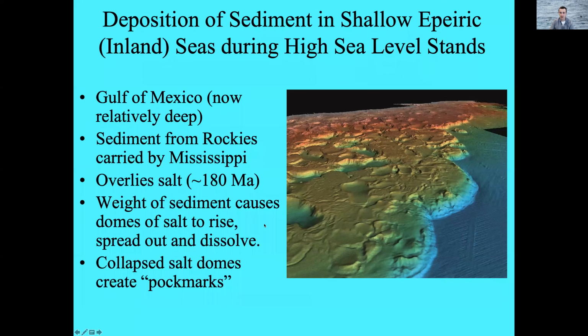As the Mississippi sediment plumes came out and pressed down, these salt deposits formed domes that rose up, and as they eventually broke through the sediment and were covered with and interacted with water, they would dissolve and leave behind these pockmarks. These pockmarks also accumulate hydrocarbons. So this is one of the reasons that the Gulf of Mexico is so rich in hydrocarbons, and why there is so much oil there to be extracted.